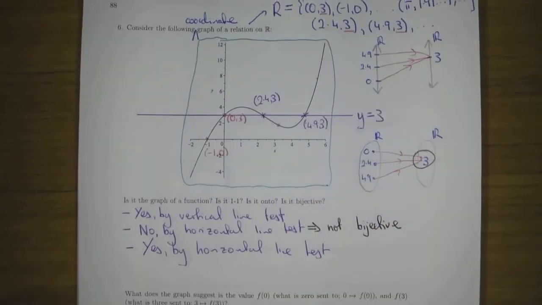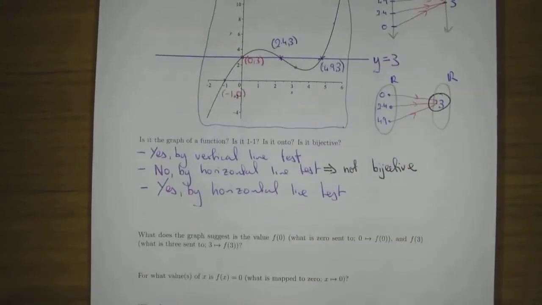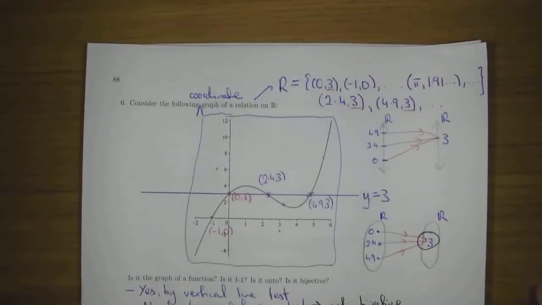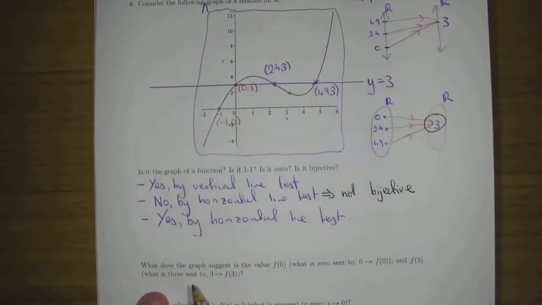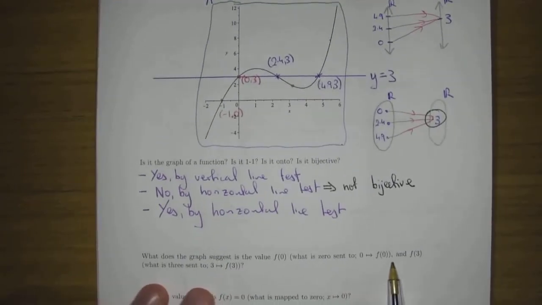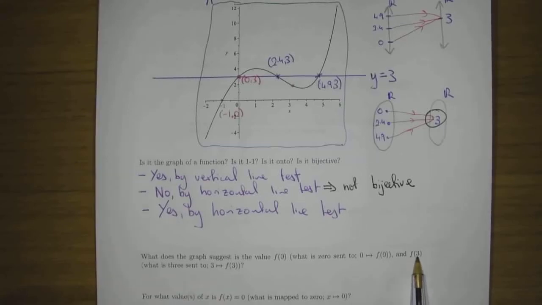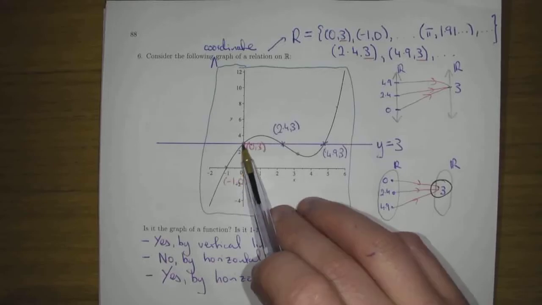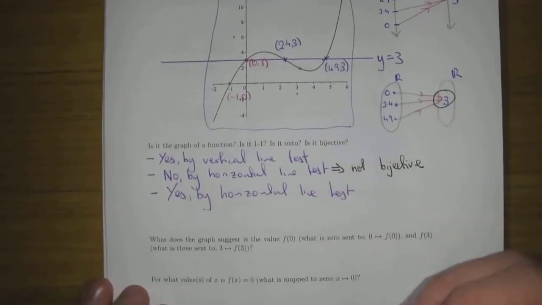And then we can ask you questions down here, which we've answered some of these already. It's about understanding in the coordinate graph that the points are input, output. So what does the graph suggest is the value f of 0? So what's 0 sent to? And what does it suggest is the value of f at 3? So 0 is sent to 3. So that one's easy.